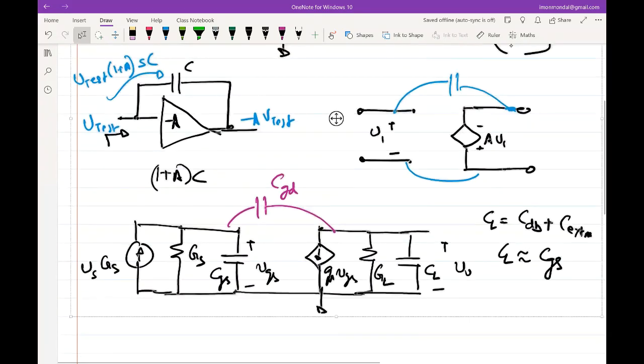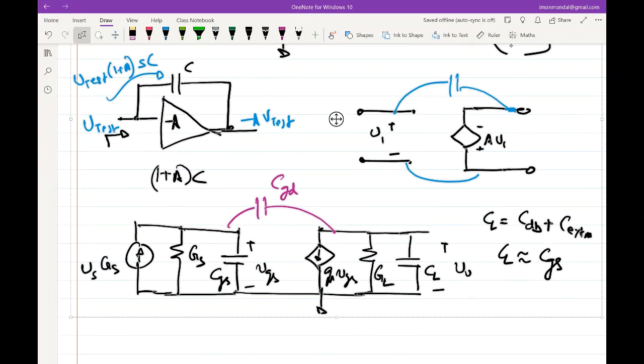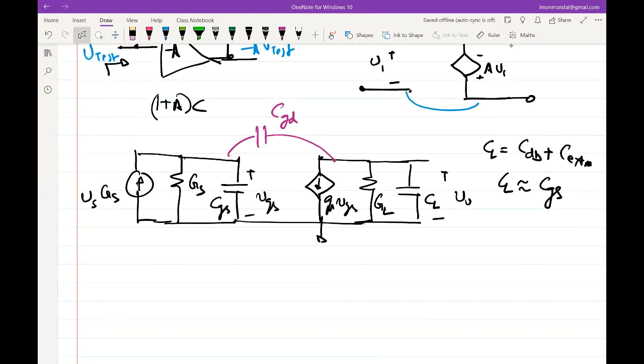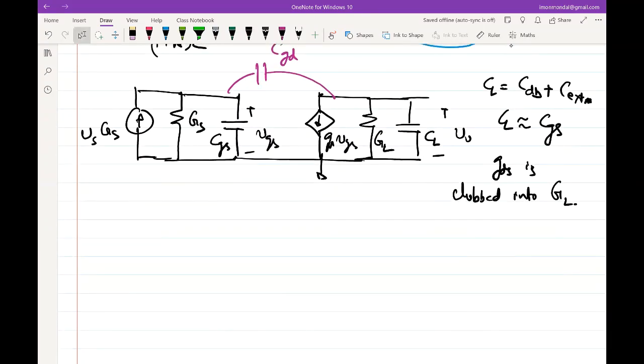GDS is clubbed into GL. GDS is being clubbed into GL, a parallel combination, so everything is clubbed in. So let me write that down also, otherwise I might make a mistake later. So GDS. So let's write out the KCLs.